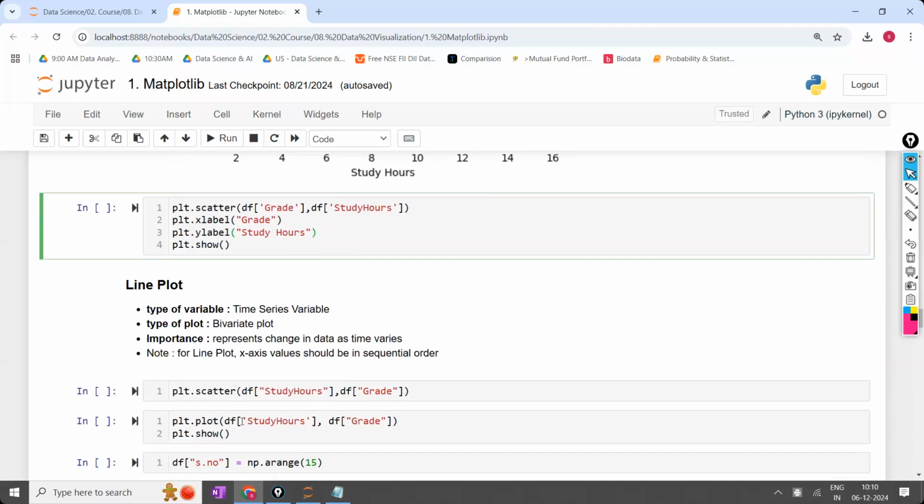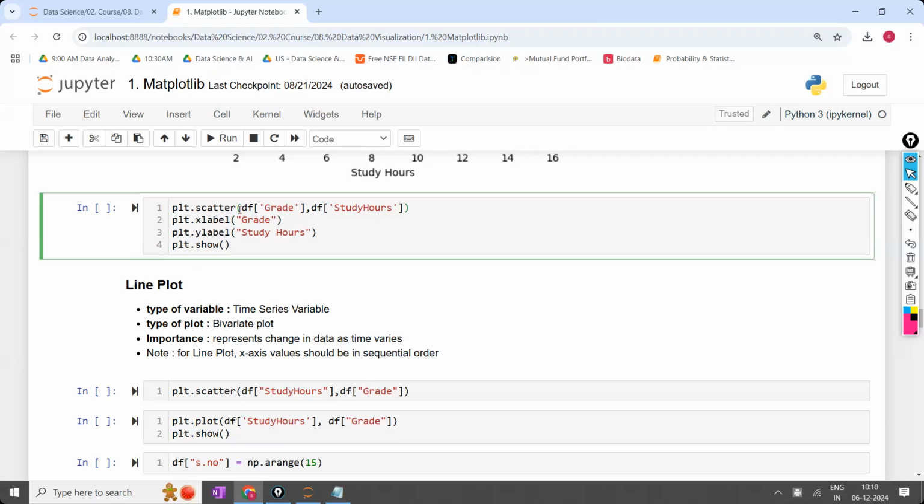Now, here I'm going to take plt.scatter. This time, what is the x-axis? The first argument you write will be considered on the x-axis. The second argument, the second column, will be considered on the y-axis. The first variable is on the x-axis; the second one is on the y-axis. That is positional arguments in the function.